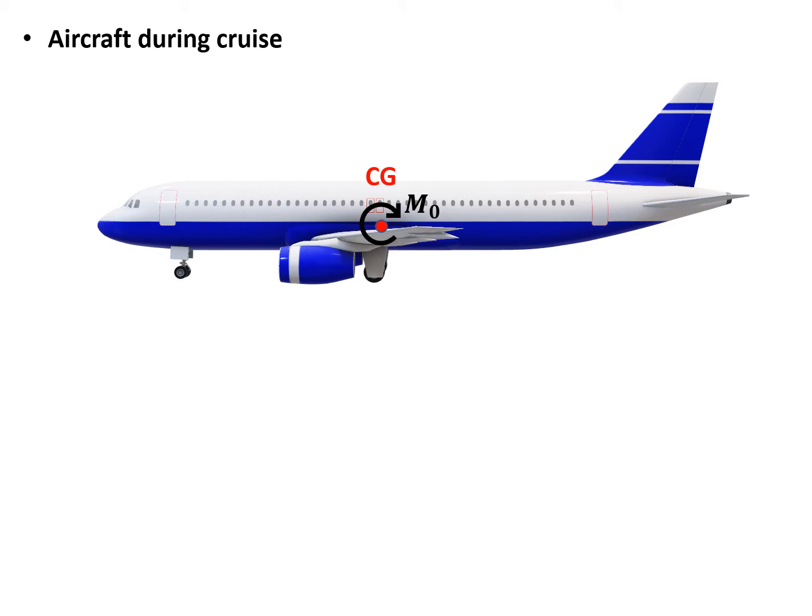And we have this aircraft again, and it is during cruise condition. Now let's do some analysis on this aircraft, especially for its moment, and we are trying to write down its moment equation. First of all, we have the CG, and there is an original moment acting on the aircraft, which is M0. And let's see what happens further on this aircraft.